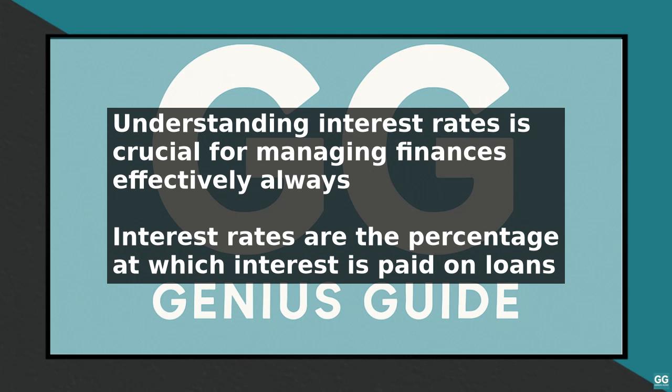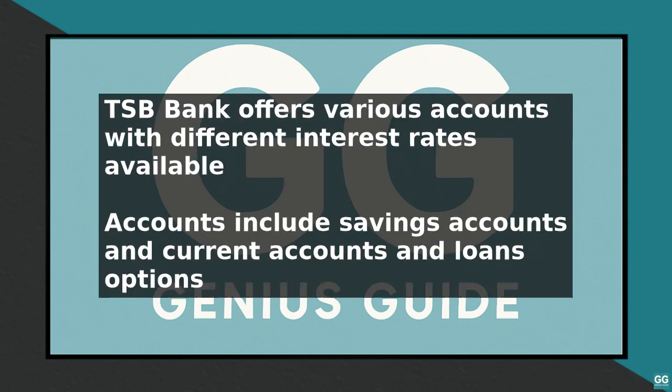To find the interest rates for TSB Bank, start by visiting the TSB Bank website. On the website, navigate to the section that deals with the type of account you are interested in. For example, if you are looking for a savings account, click on the Savings section. Once you are in the relevant section, look for the interest rate information.